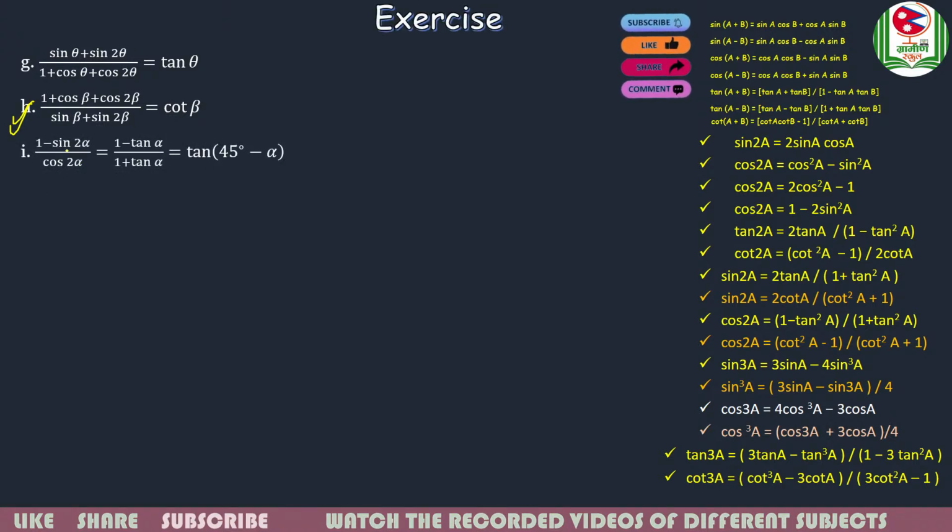In I, 1 minus sin 2 alpha upon cos 2 alpha equals 1 minus tan alpha upon 1 plus tan alpha. We have already proved this in the previous one. But here one thing is added, that is tan 45 minus alpha. So let's do it. First of all, we will prove this one, and then we will prove this one. This one is LHS, this one is MHS, middle hand side, and this one is RHS.